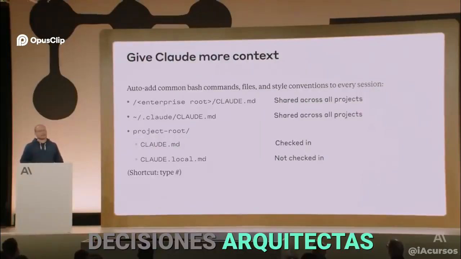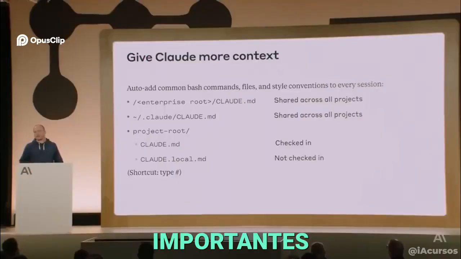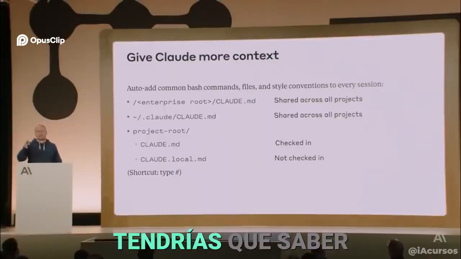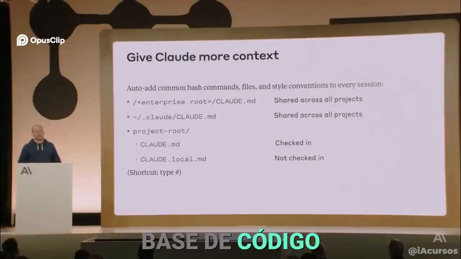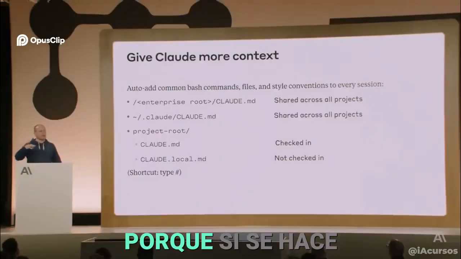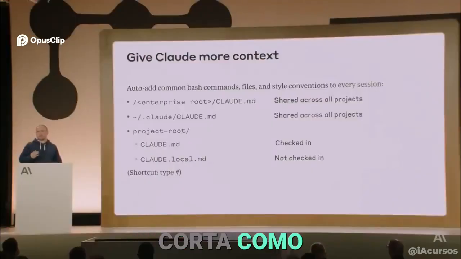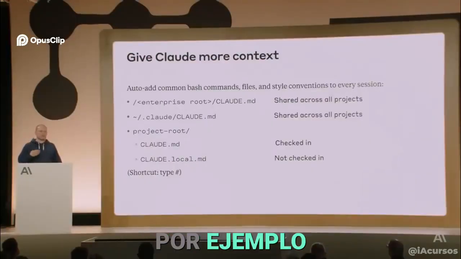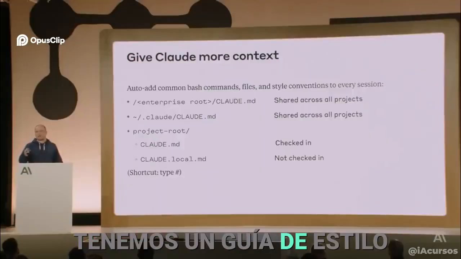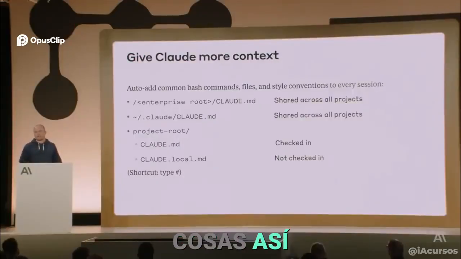The kinds of things you put in Claude.md are common bash commands, common MCP tools, architectural decisions, important files, anything that you would typically need to know in order to work in this code base. Try to keep it pretty short, because if it gets too long, it's just going to use up a bunch of context, and it's usually not that useful. So just try to keep it as short as you can. For example, in our code base, we have common bash commands, a style guide, a few core files, kind of things like that.